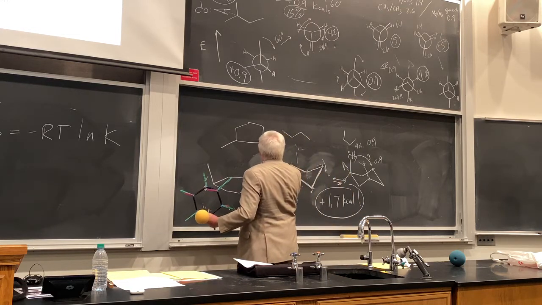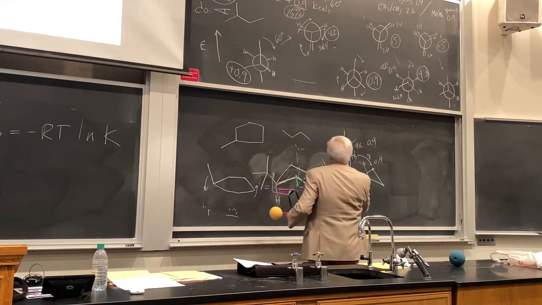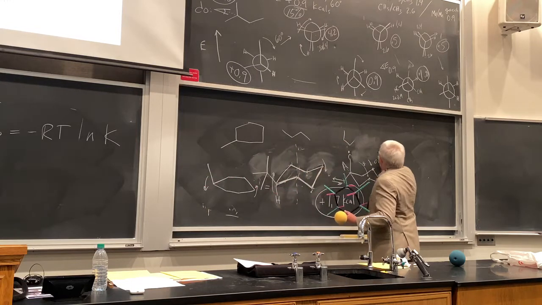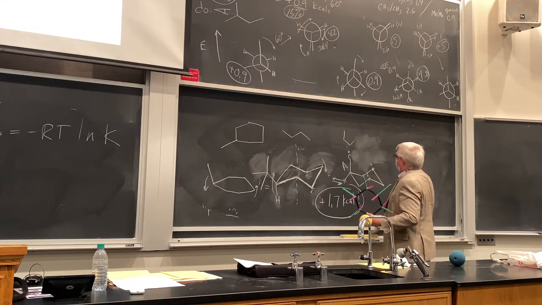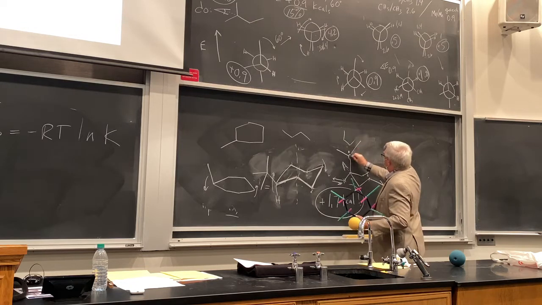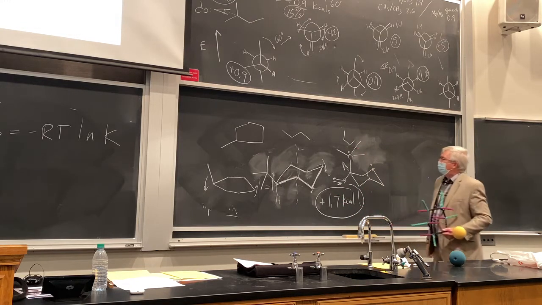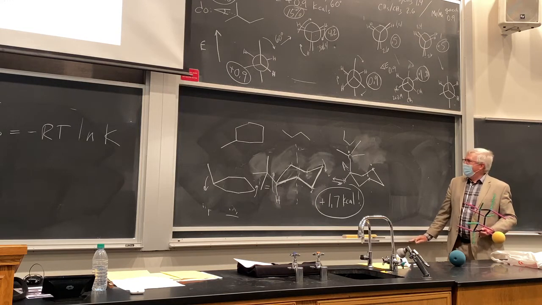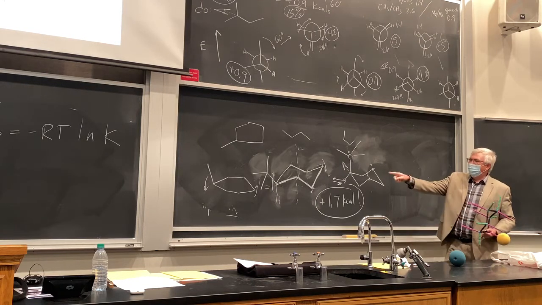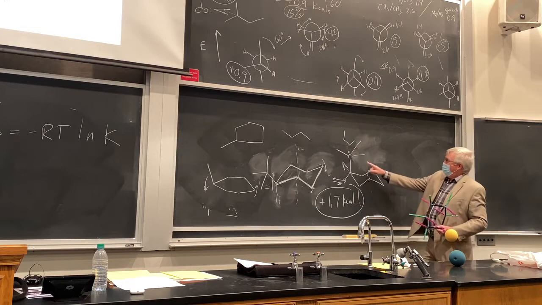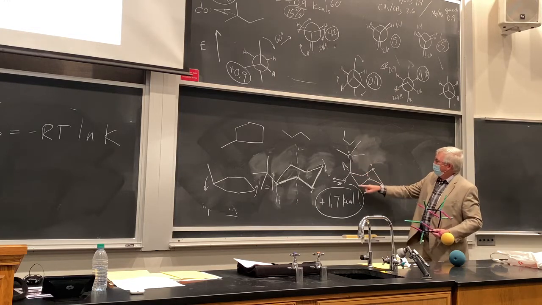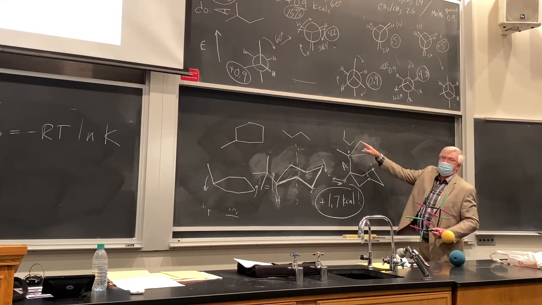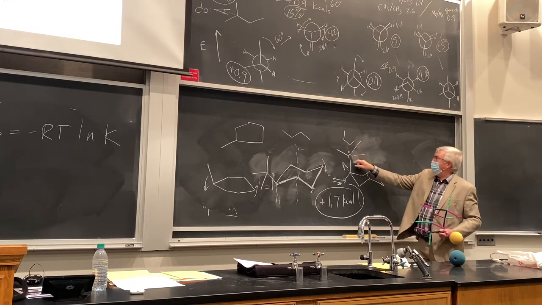Well, tert-butyl has the 3 methyls on it. So let's see here. We've got this now. And again, which one is going to be more stable? Obviously, the equatorial tert-butyl cyclohexane. Notice here we have, in addition to the gauche interactions, 3 methyls on the carbon we're talking about here.